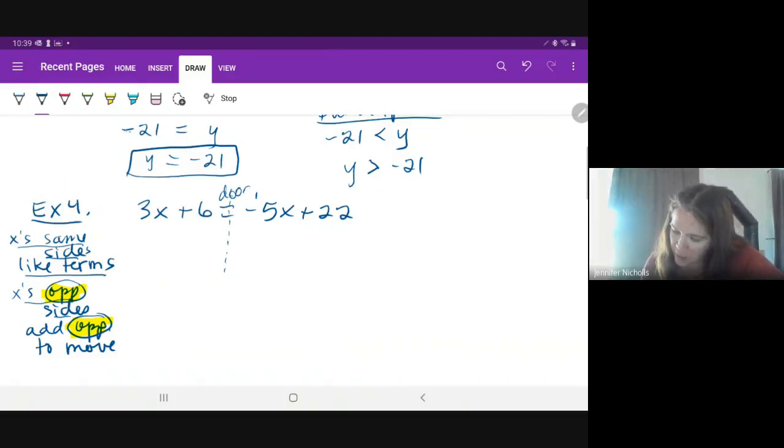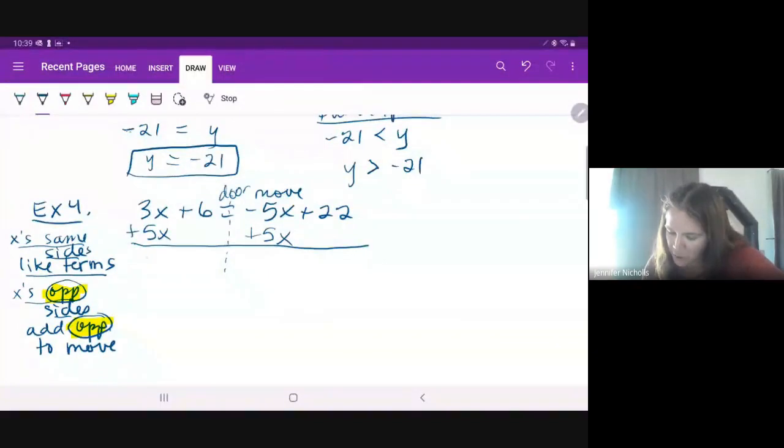So I want to move this one. How do I move it to the other side? Yes, I add it. So I add 5x, and then you put it under its like term. So it is like terms, but you have to move it before you have the like terms. Okay, so that's 8x plus 6 equals 22.